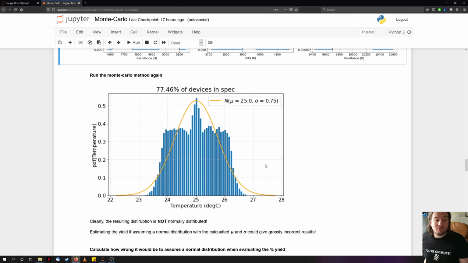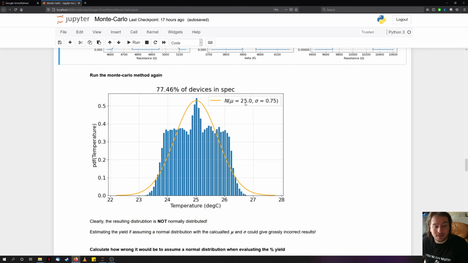And then what we do now is run the Monte Carlo method again, doing the same process as before, but we see something completely different. Clearly, this distribution is not normally distributed, and we've estimated the yield from the Monte Carlo data as 77.46%. Remember that 77.46%. When we measure the standard deviation and the mean from this Monte Carlo data and then apply them to a normal distribution, we can see that we'd be completely wrong. So it's not right to assume a normal distribution in this case.